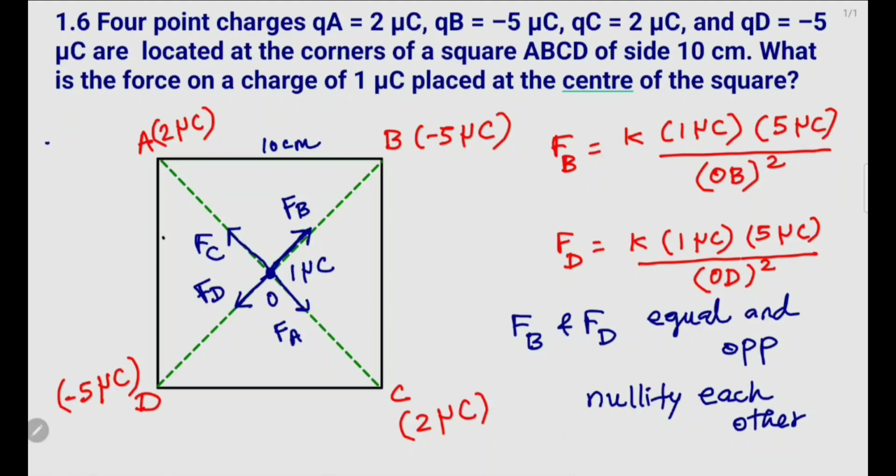Similarly, I have written for FB and FD also. K, 1 microcoulomb and 5 microcoulomb. You may see here I have not used the sign. For vector quantities we need not use the sign; we deal with that sign in the form of direction. So we have shown the direction here, attractive.